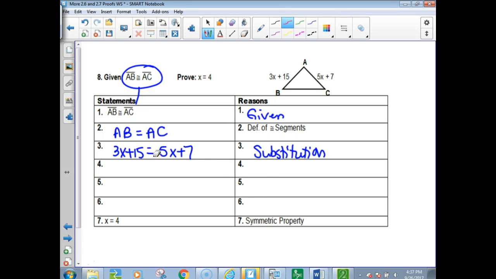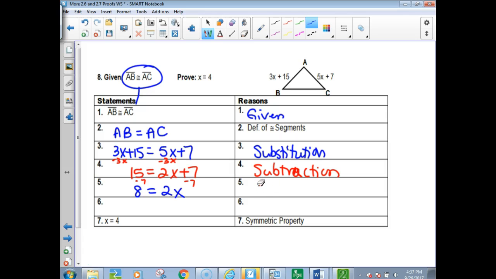Our next step would be to simply get our x's on one side, so we would subtract 3x from both sides. If you heard a sound difference, the air just went off. And that would be by the subtraction property of equality. Oops. Next, we would also subtract again because we need to get the variable alone. So to isolate the 2x, we need to subtract 7 from both sides, giving us 8 equals 2 times x.